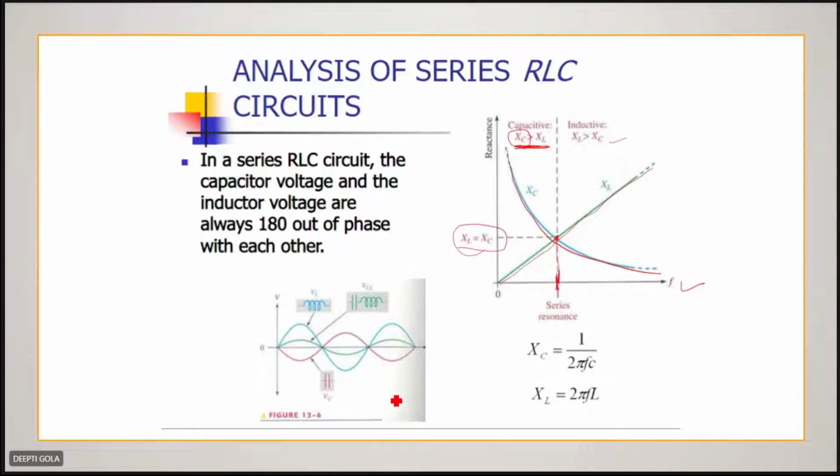Okay. So I will tell you what we mean by this resonant frequency. Here if we see the phase, we can see that the inductor voltage and the capacitor voltage are both always 180 degrees out of phase with each other. Okay, this is a very important thing, that inductance and capacitance are always 180 degrees out of phase with each other. XL and XC are given by these equations.